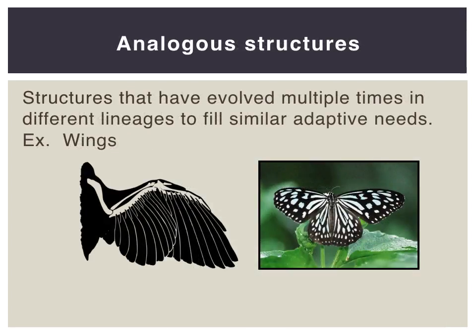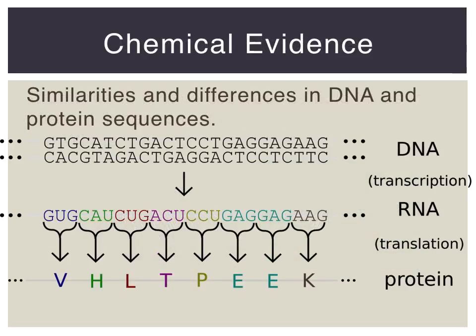Analogous structures are different from homologous structures. These are structures that have evolved multiple times in different lineages to fill similar adaptive needs. An example is wings. You can have the wings of a butterfly or the wings of a bird. These are not the same in structure, but the wings have developed in both so that the animals can fly, so as to fit similar adaptive needs.